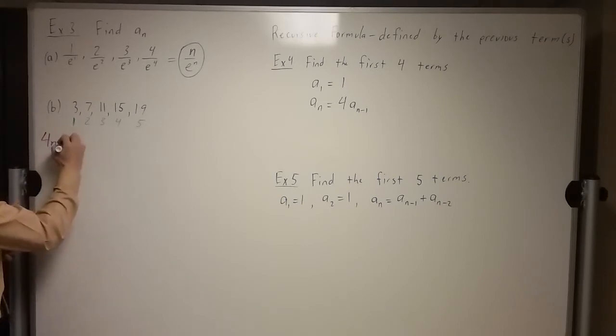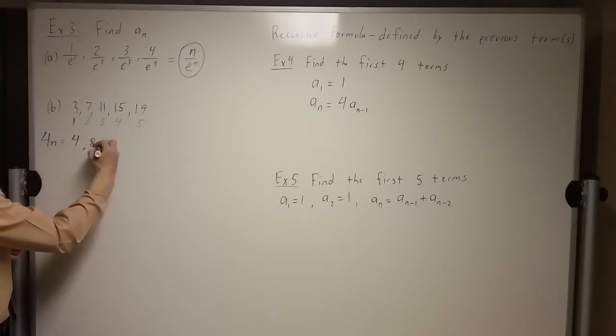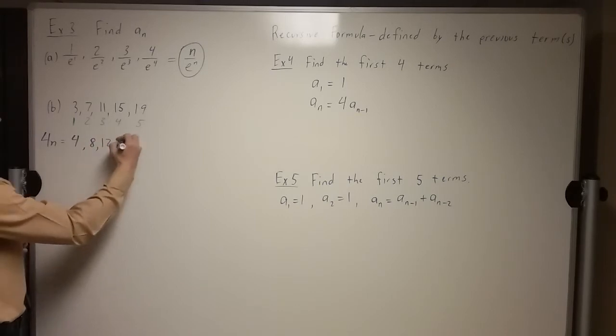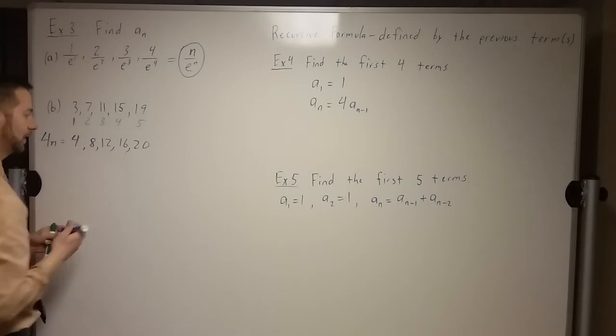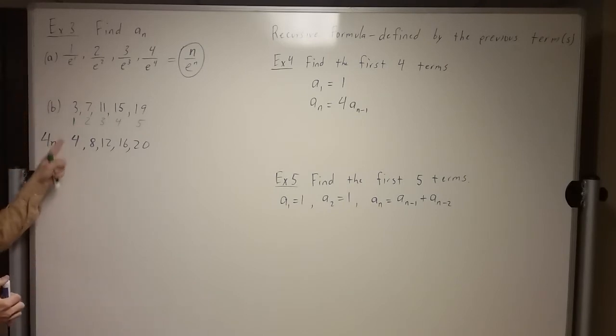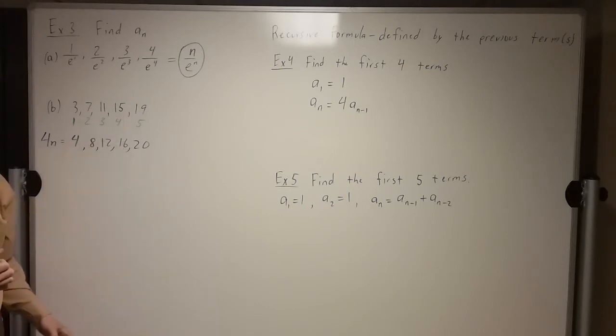Now here, let me put this down for just a second. If I did 4n, 4 times 1 would give us 4, 4 times 2 would give us 8, 4 times 3 would give us 12, 4 times 4 would give us 16, 4 times 5 would give us 20. Now, do you notice this is not exactly what we want there, but it's not far off. Isn't this just one number bigger than everything we want there?